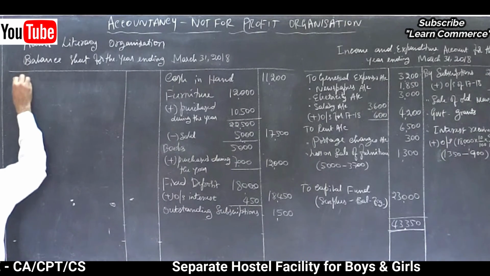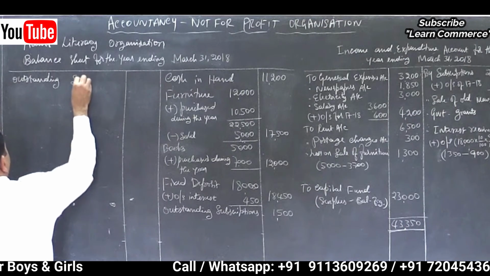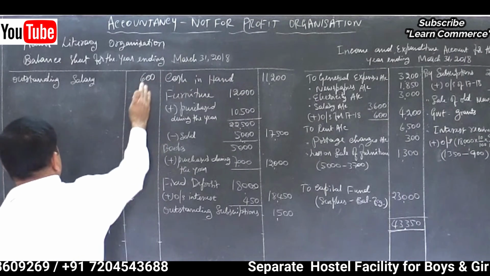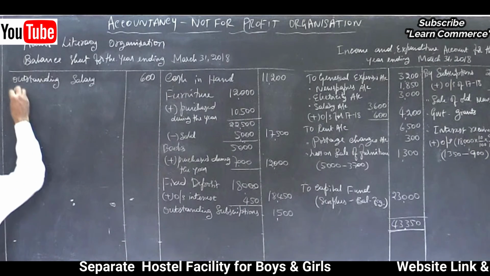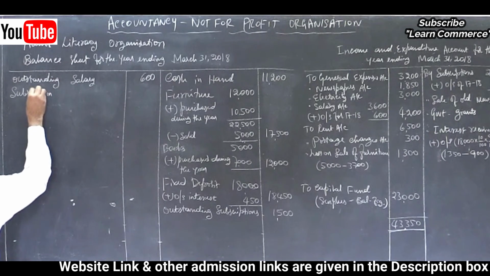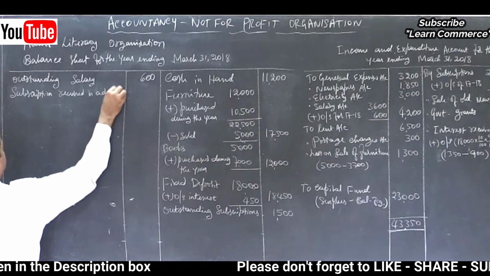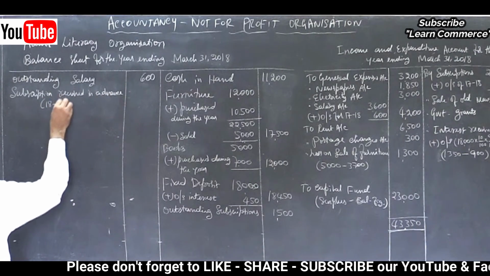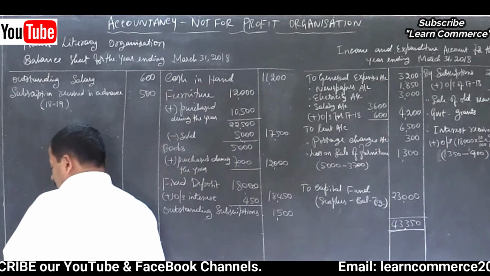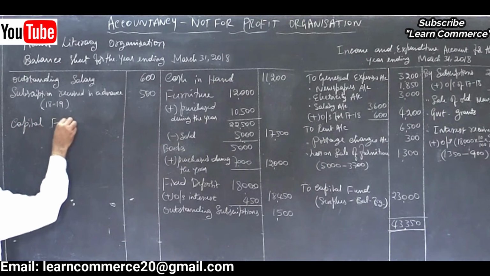Now moving on to the liabilities side. Outstanding salary expenses, outstanding expenses pending to be payable, is a liability. So outstanding salary is a liability, 600. Then subscription received in advance, that is subscription of next year, 18-19, received during the current year, is our liability now, 500 rupees. Income received in advance. That's all. Move on to the last part, capital fund.